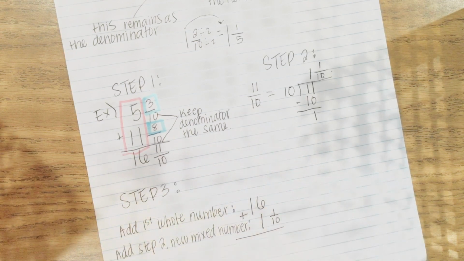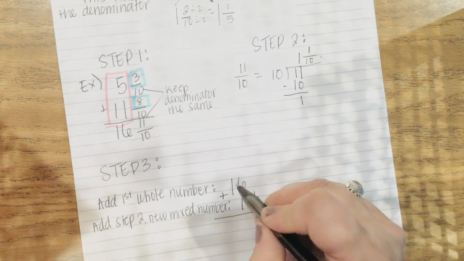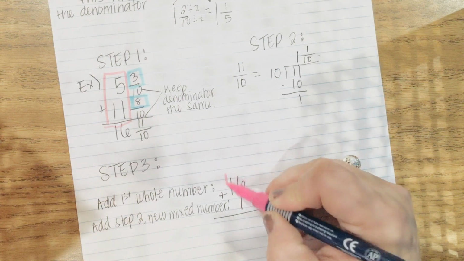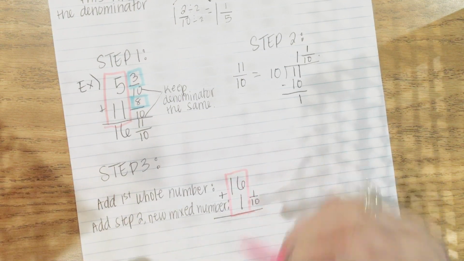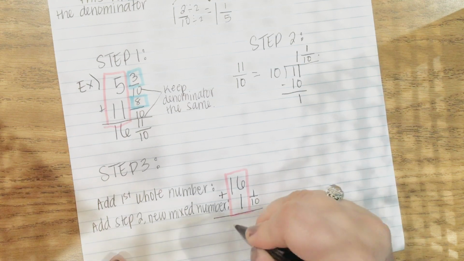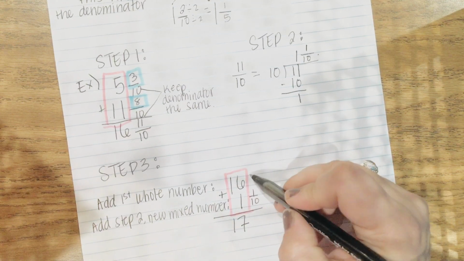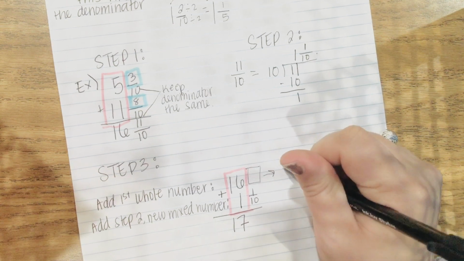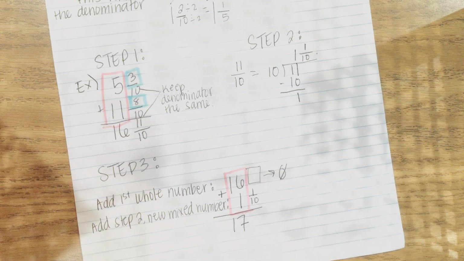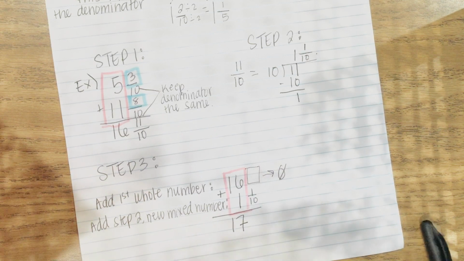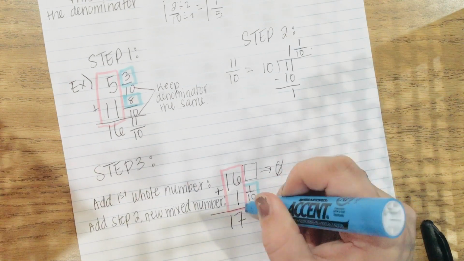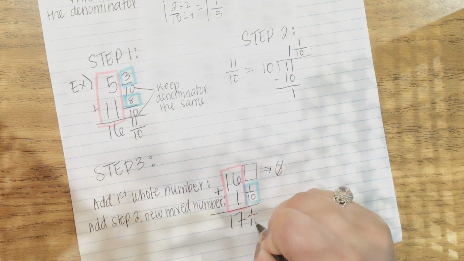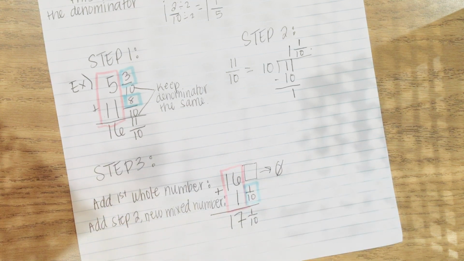Okay, so now we're gonna add those. Okay, so we know 16, remember, we're gonna add our whole numbers first, just like we did up here. Okay, 16 plus 1, 17. Okay, when there's a blank here, when there's no other fraction here, it means it's 0. There's nothing there. So it would just be like adding 0 plus 1/10, which we know 0 plus any number is that number. So we're gonna bring that fraction down. It's 1/10. Okay, so that is our new answer.